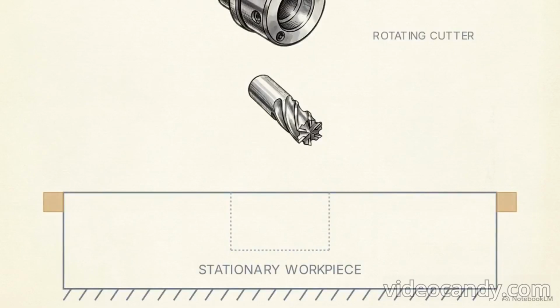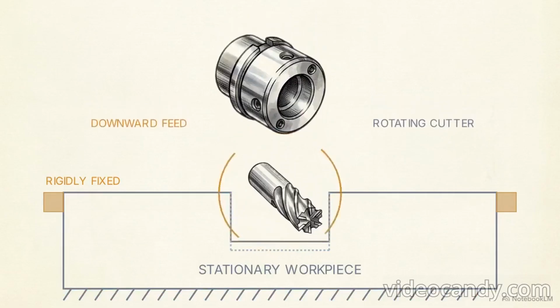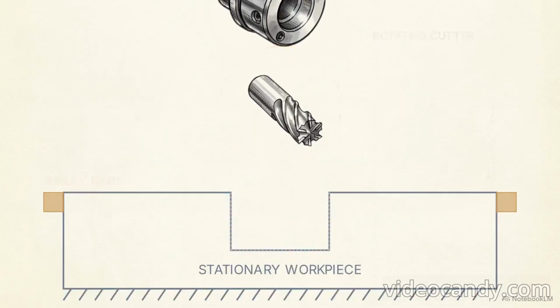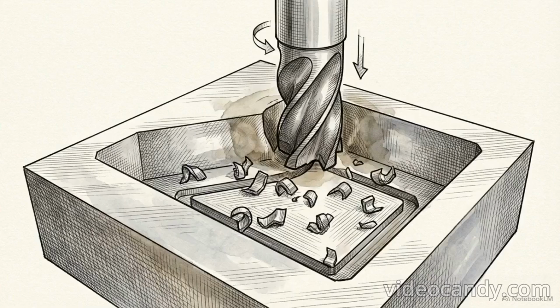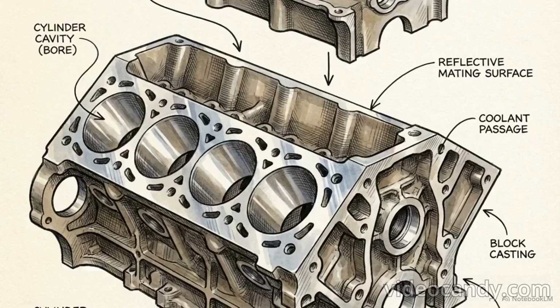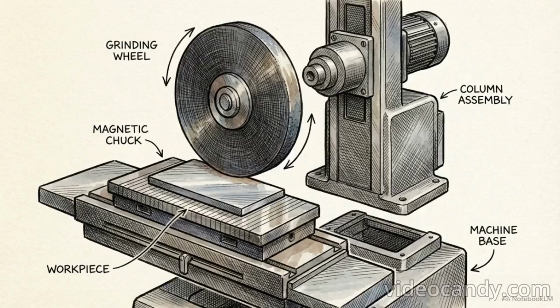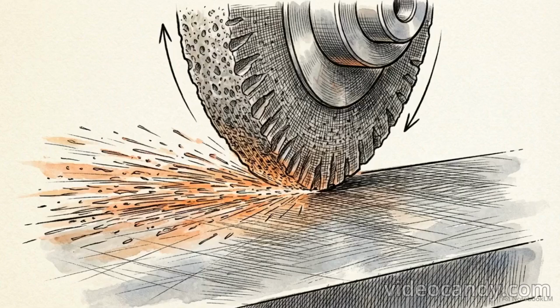To create flat surfaces, slots, or prismatic shapes, we invert that kinematic relationship using a milling machine. Here, the workpiece is held rigidly stationary, while a multi-toothed circular cutter rotates and feeds downward into it. Driving a spinning multi-point cutter through fixed stock allows the machine to carve out complex three-dimensional pockets and perfectly flat planes. This is exactly how the intricate internal cavities and mating surfaces of a cast engine block are hollowed out and refined. To bridge the gap between this bulk material removal and final finishing, we use grinding machines.